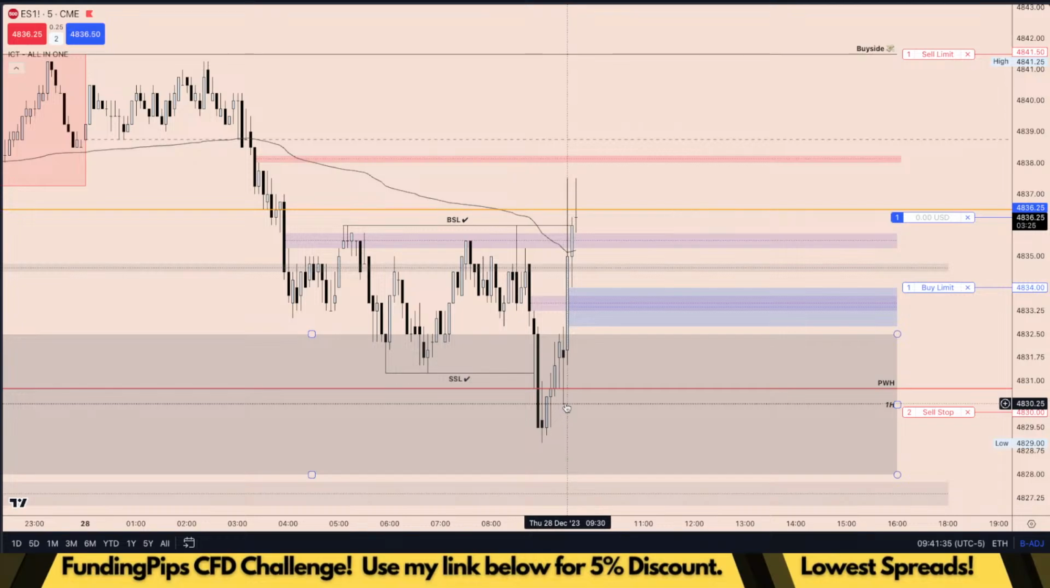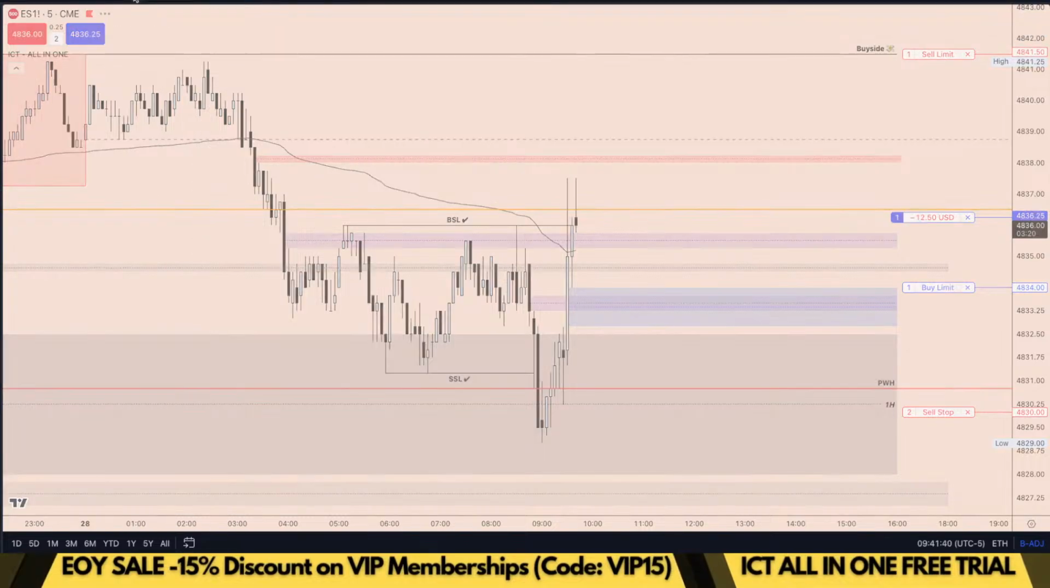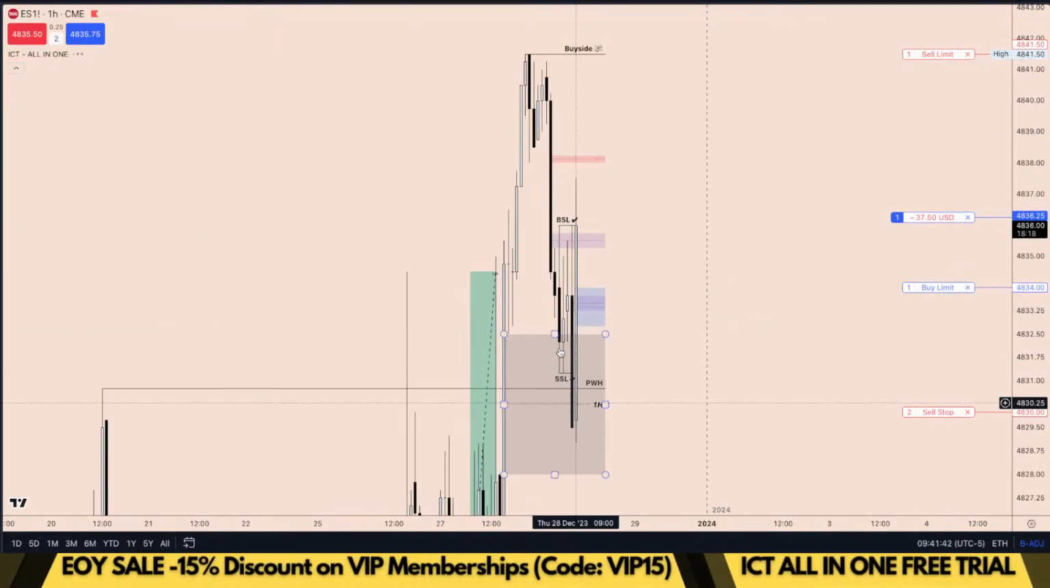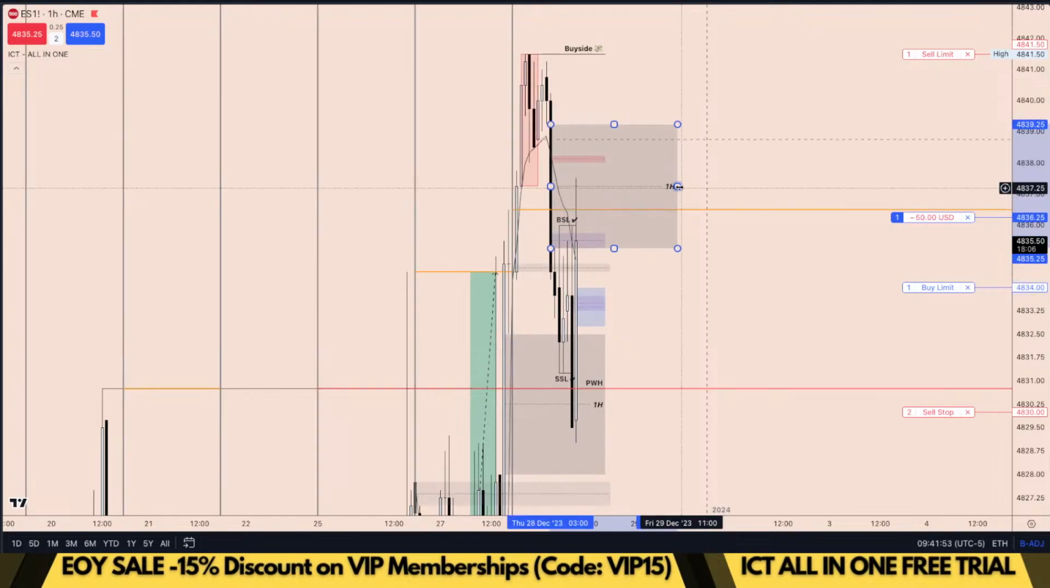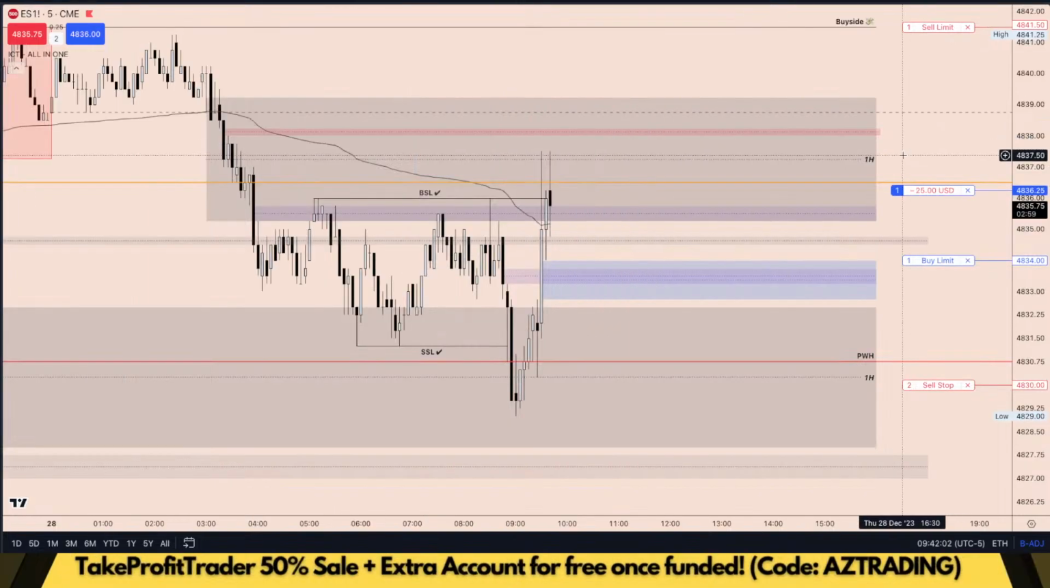Also look at this reaction. Before 9:30, we tapped the 50% of our 1 hour bullish fair value gap. We can keep track of that here as well, because we have a 1 hour bearish fair value gap just above us, and we've also already hit that. Draw it back to the 5-minute time frame. Perfect.